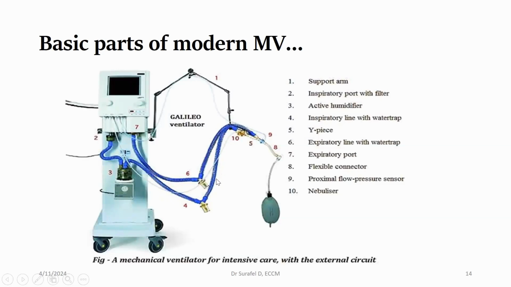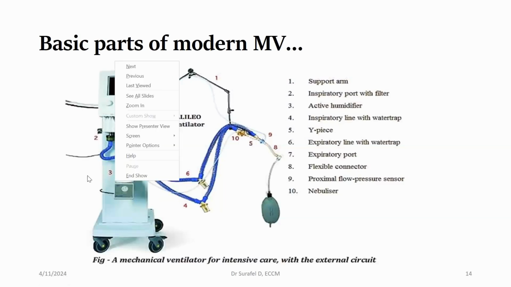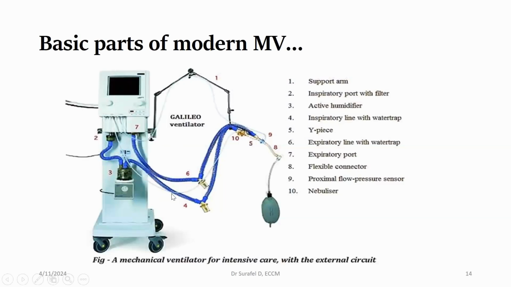And this circuit enters into the active humidifier and enters into the machine. This one goes into the patient, it is the inspiratory. So the inspiratory gas flows into the active humidifier. The air will be humidified here, and it will follow the course and enter into the patient. And as the patient actively expires, it will follow the expiratory limb into the machine. So this is the inspiratory and expiratory circuitry.